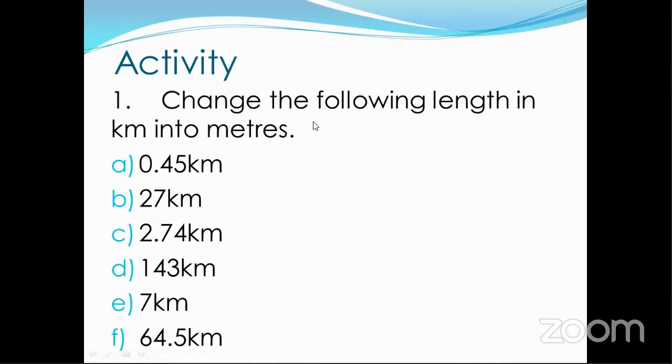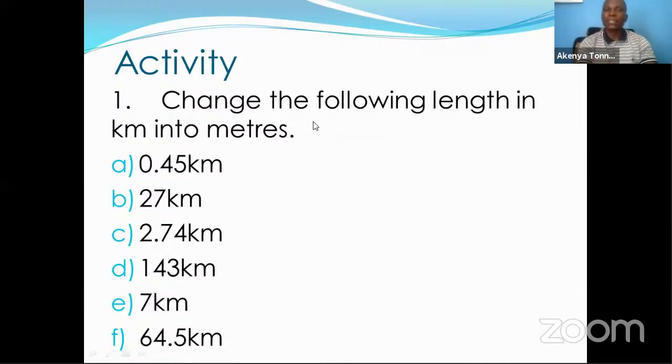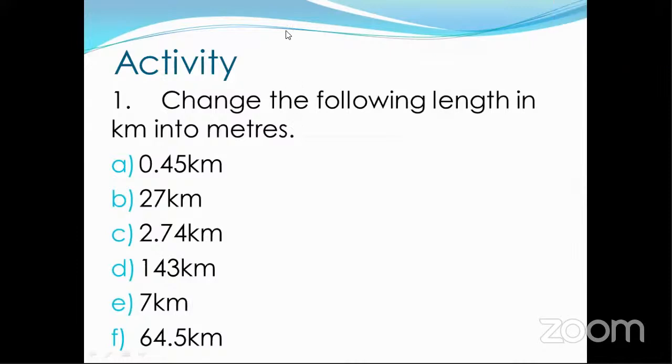You do this exercise. I'm saying do the exercise. Then after, you send the work to us in the class group. If you are not yet in the group, you will be added. You will join the group. Yes. So have you finished copying?